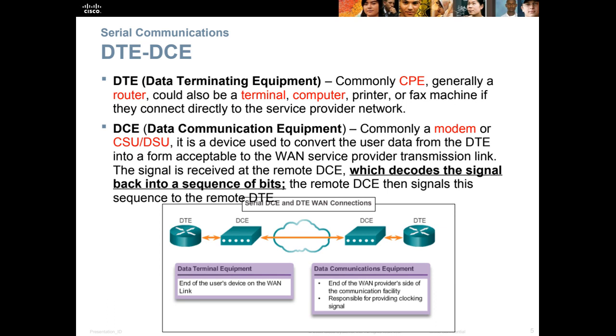And DCE is data communication equipment. To remember, communication means clocking. Commonly it is a modem or a CSU DSU. It is a device used to convert the user data from the DTE into a form acceptable to the WAN service provider transmission link. The signal is received at the remote DCE, which decodes the signal back into a sequence of bits. The remote DCE then signals this sequence to the remote DTE. So this is the function of the routers. Any questions?